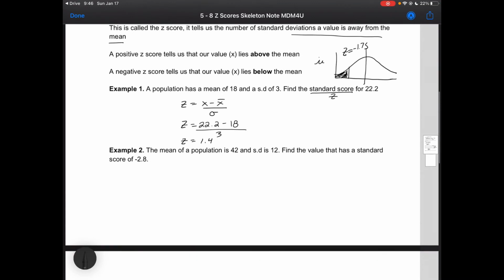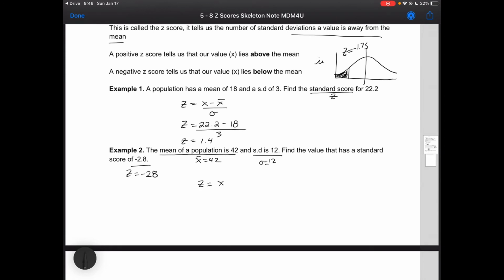The second example that we're going to do is where we're given the mean of a population. So we know our x bar, our standard deviation is 12, and we want to find the value that has a standard score of minus 2.8. So this time we know our Z score and we're looking for our x value.